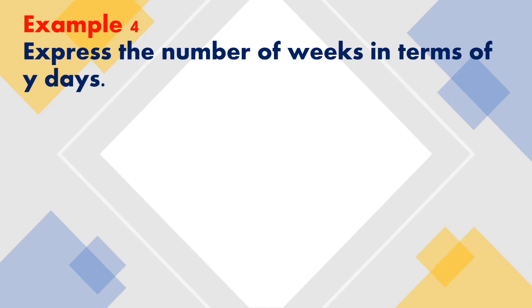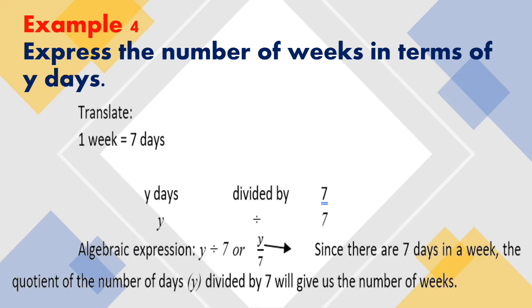For example number 4, express the number of weeks in terms of y days. Algebraic expression y divided by 7, or y over 7. Since there are 7 days in a week, the quotient of a number of days divided by 7 will give us the number of weeks.